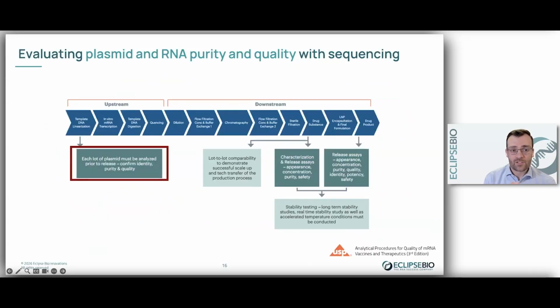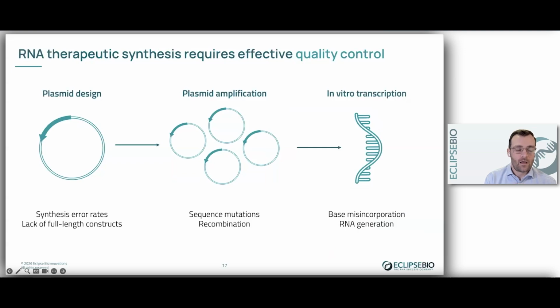And I'm going to focus first on identity and looking at what happens at both the DNA plasmid and the RNA level during the production of an RNA therapeutic. So just to set the stage a little bit, when we look at synthesizing an RNA therapeutic, be it a gene editing therapy like Cas9 or a vaccine, what's typically done is you start with a plasmid template that encodes your specific therapeutic. That then gets amplified in bacteria and then transcribed in vitro.